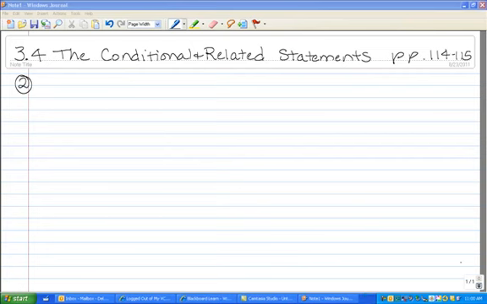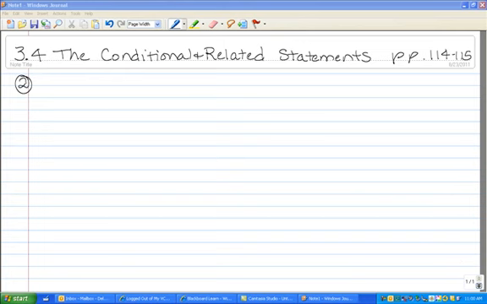Today we're taking a look at section 3.4 on the conditional and related statements. We'll be working some even-numbered exercises from pages 114 and 115 in the text. If you're using the online text, you may want to go ahead and print those 2 pages before we begin.